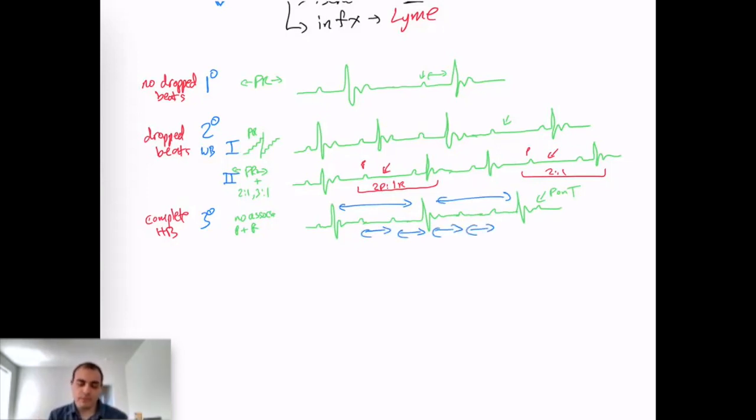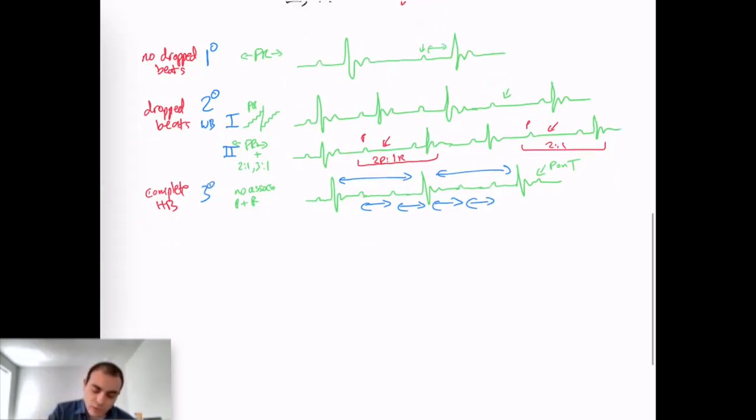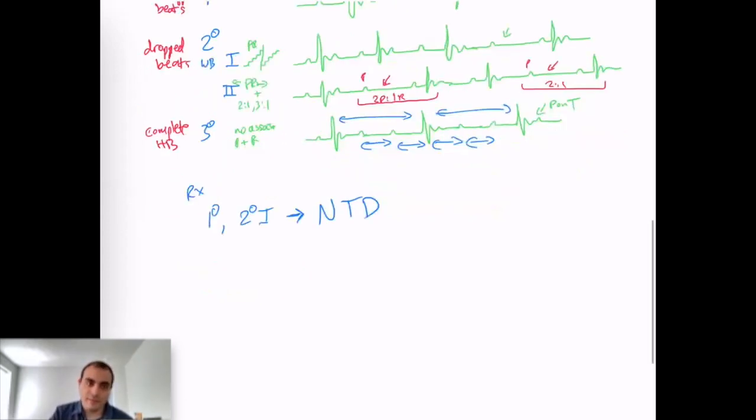Okay, simple. So why do you need to know this? Because treatment is different, right? So for first degree heart block and second degree type 1, which is Winky-Buck, what's the treatment? Nothing. Right. Nothing to do, unless symptomatic.